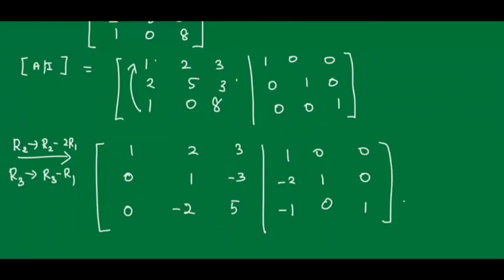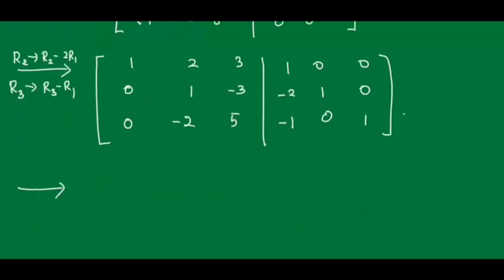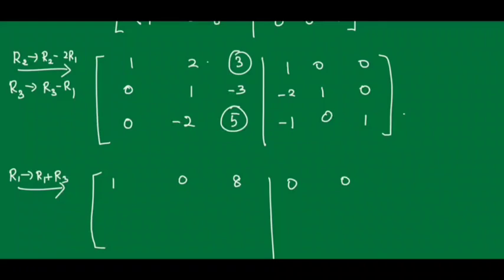The next transformation, what we are going to do is add R1 and R3. Our aim is to bring this element to 0. So we are changing R1 to R1 plus R3. The first row elements we add with R3: 1 plus 0 is 1, 2 minus 2 is 0, 3 plus 5 is 8. Next element is 0, 0, 1. The remaining two rows we write as they are: 0, minus 2, 5, minus 1, 0 and 1.